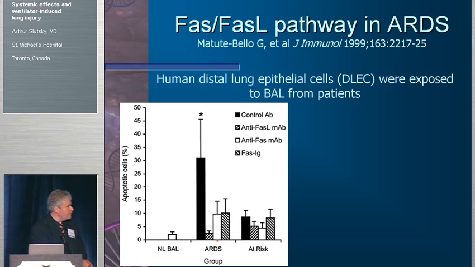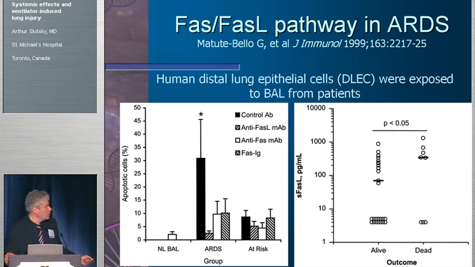When they blocked FAS by various mechanisms, they had a decrease in this apoptosis. So this suggested that there was something in the bronchoalveolar lavage fluid of patients with ARDS that led to apoptosis, which could be blocked by something that blocks FAS. Is this important? Again, we don't know for sure, but when they looked at soluble FAS ligand, shown here on the y-axis, in those patients who went on to live and those patients who went on to die, patients who went on to live had lower levels of soluble FAS ligand than those who went on to die, suggesting that this might be important. So that's a bit of background.